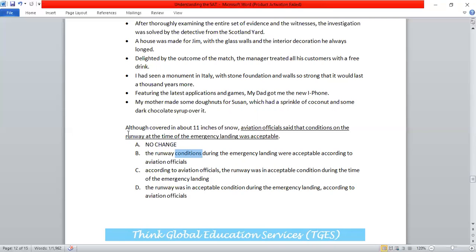So the correct answer is, although covered in around 11 inches of snow, the runway was in acceptable condition during the emergency landing according to officials. So what are the officials saying? That the runway is in acceptable condition. And it's not like they are saying we are covered in 11 inch of snow, but we cannot prove that the runway is fine. Yeah, so not that.